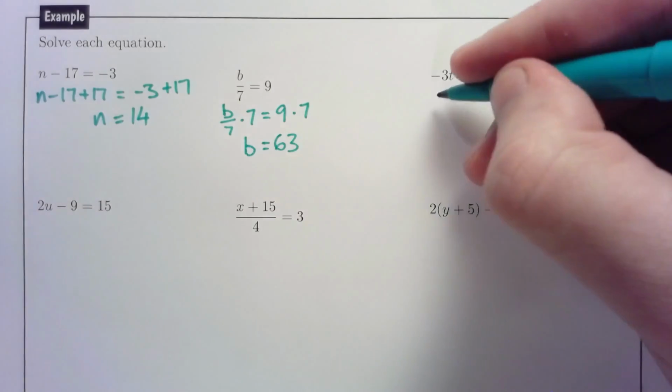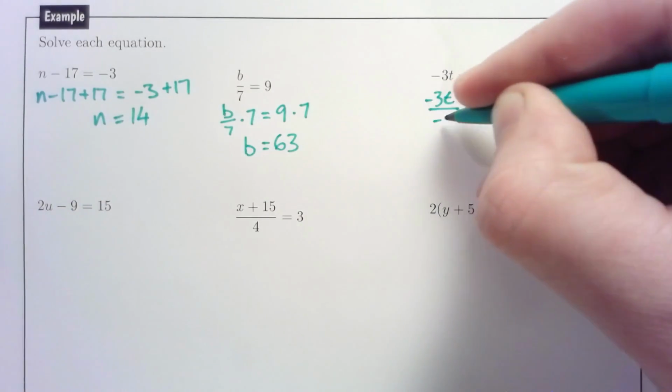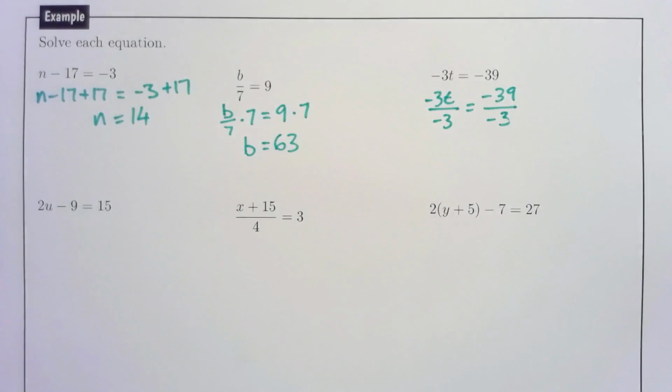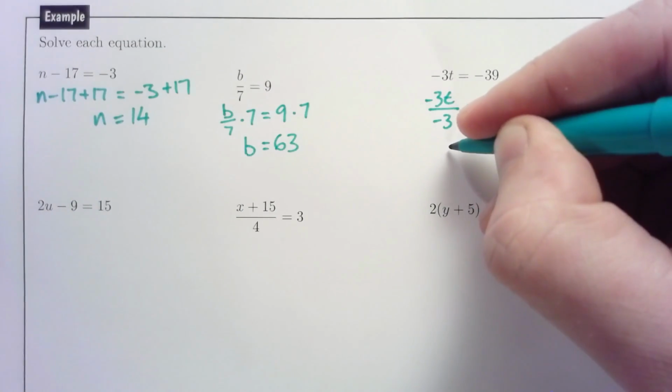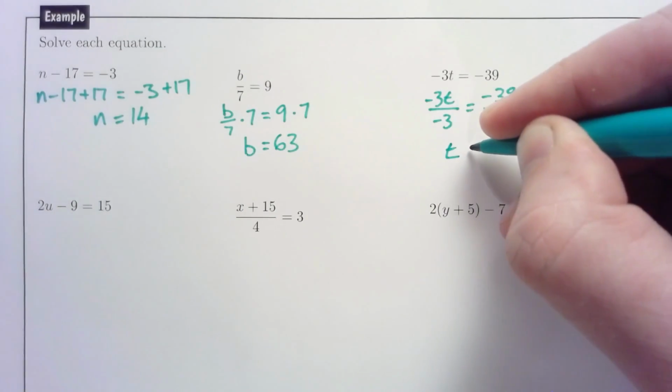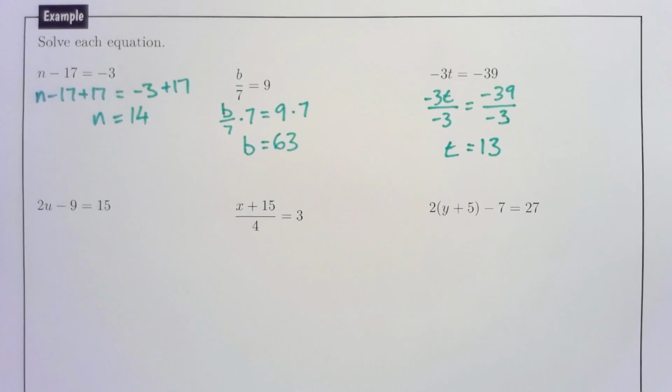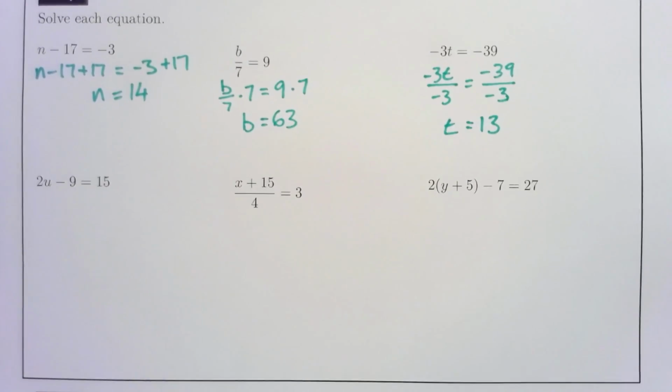Negative 3t equals negative 39. The inverse of multiplying by negative 3 is dividing by negative 3. If we do this to both sides of the equation, we get t equals 13. Negative 39 divided by negative 3 is 13.